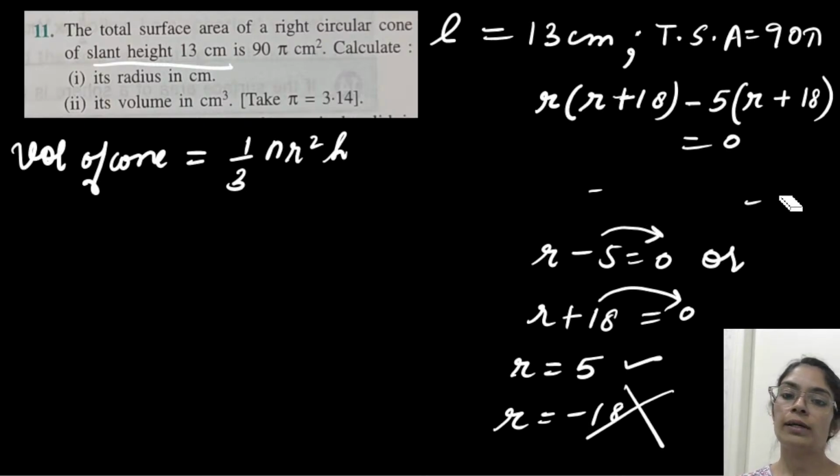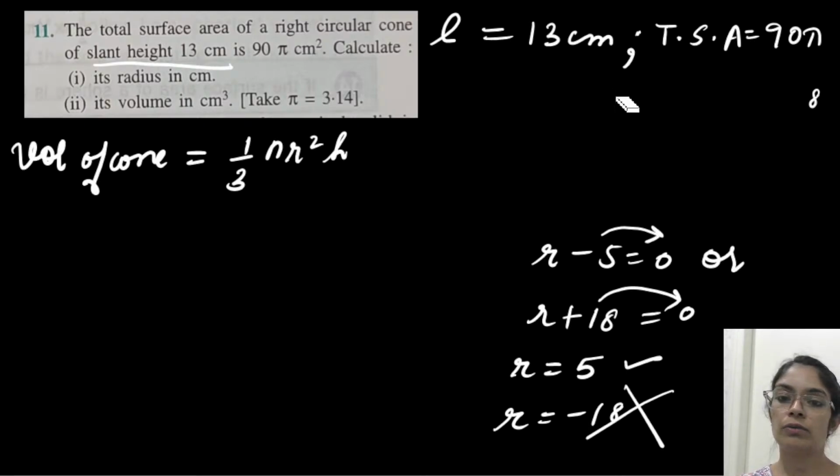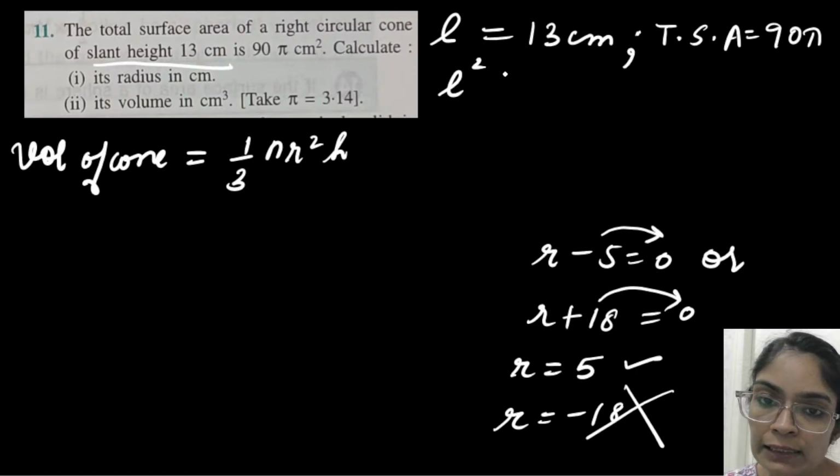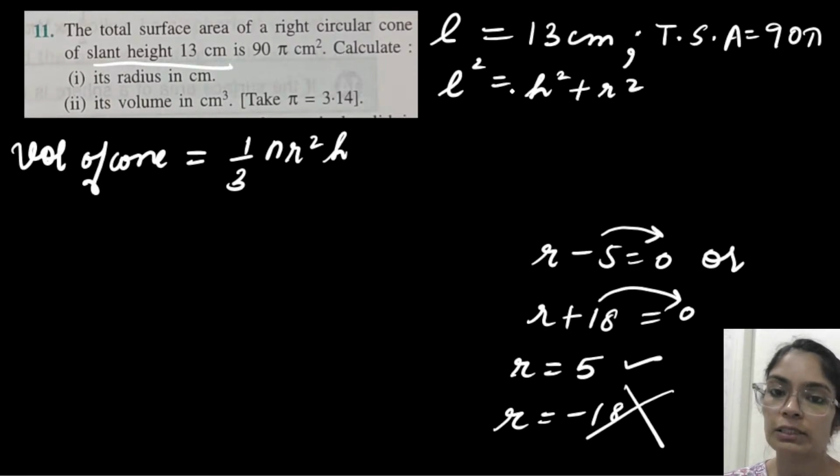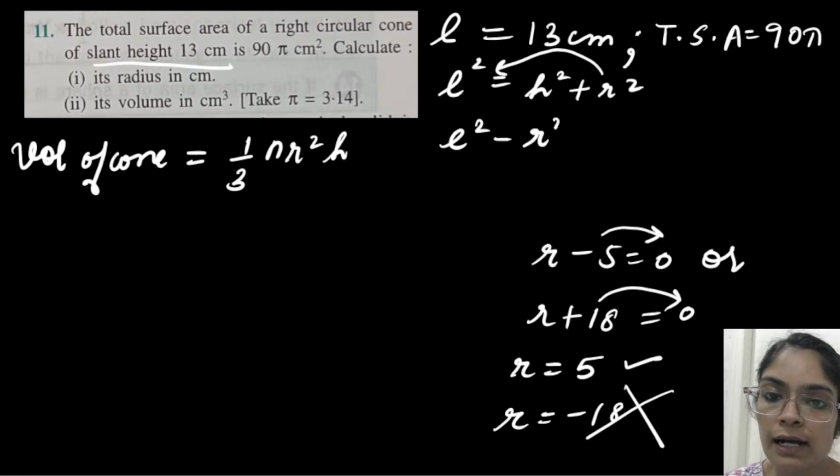So we know here the slant height, we know the value of radius, but we don't know the value of the vertical height, h. So we'll make use of this formula. We know L square is equal to h square plus r square. We'll use this formula to find the value of height here. So r square will shift to the other side. So L square minus r square is equal to h square.